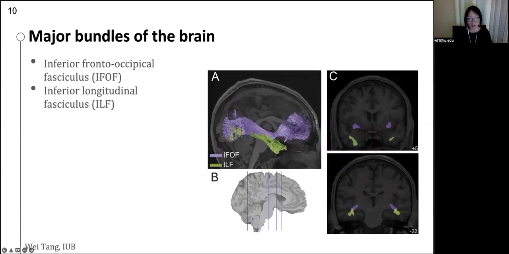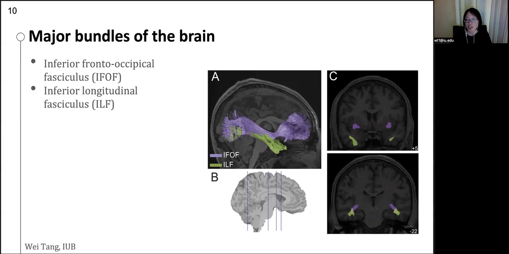What about the occipital connections? Here, we show two bundles. The purple one is called the inferior frontal occipital fasciculus, IFOF. The IFOF here is mapped by diffusion tractography. It runs anterior posteriorly to connect the frontal and occipital lobes.